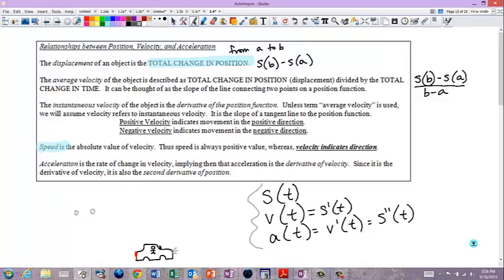And if you really wanted to know neat things, jerk is the derivative of acceleration, because if you push the accelerator faster, you might jerk, like if you throw it to the floor. It's called the third derivative of position.